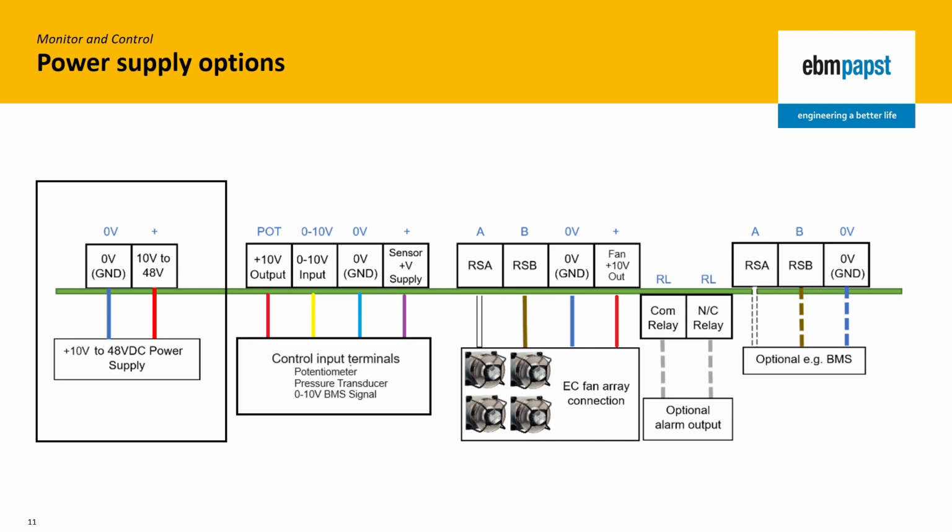If the MDC is being powered using an external DC voltage supply, the plus 10 volt DC connection to the power output terminals from the fans in the array should not be used. The controller should either be powered using an external power supply or powered from the DC fan output terminals, but not both at the same time, as this may cause damage to the controller and the fan control circuit.